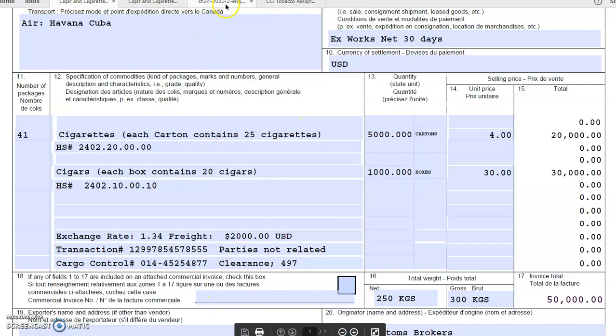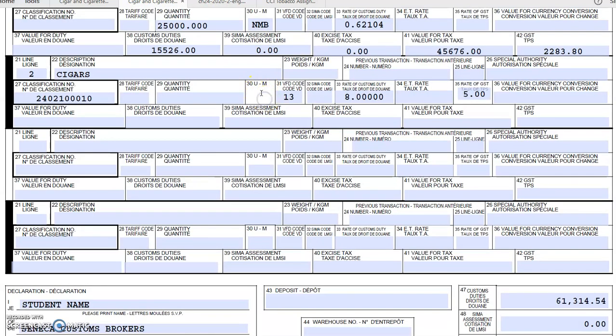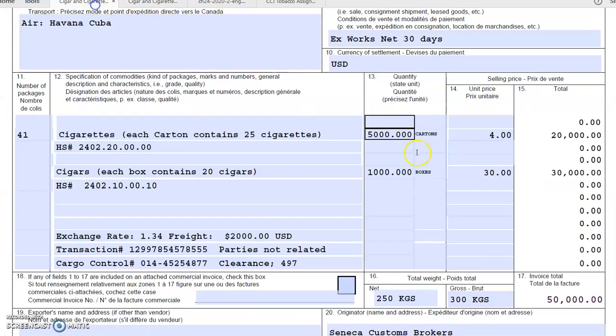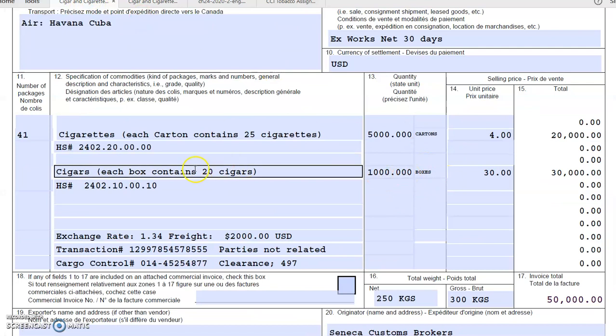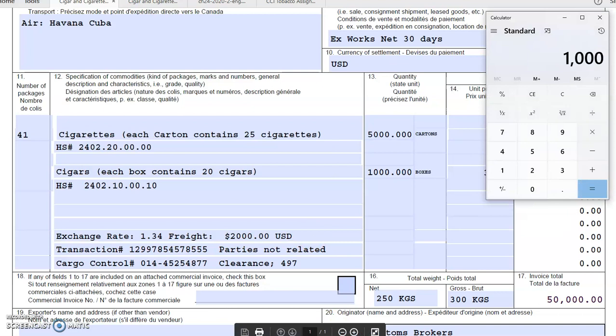First thing we need to do is look up the HS number, 2402-10-0010. The unit of measure is MIL, and the most favored nation is 8%. MIL means 1,000. So the unit of measure is MIL. Okay, I've already got the duty rate down. So they want to know how many 1,000 cigars we have in our shipment. Well, we've got 1,000 boxes, each with 20 cigars. The math there is pretty simple, but let's do it anyways.